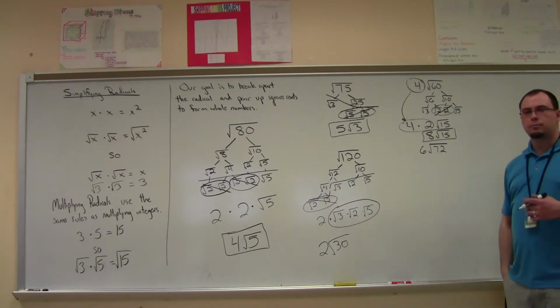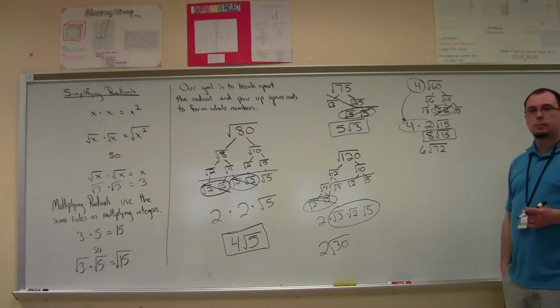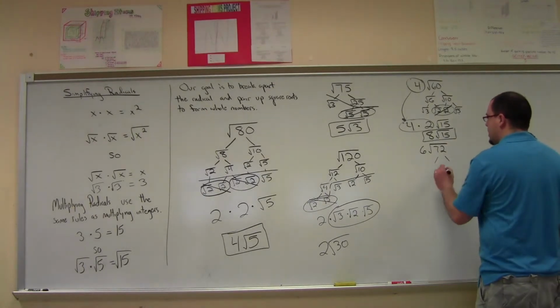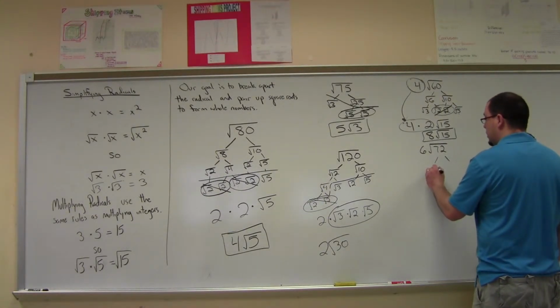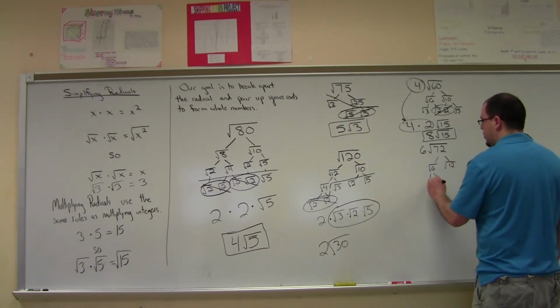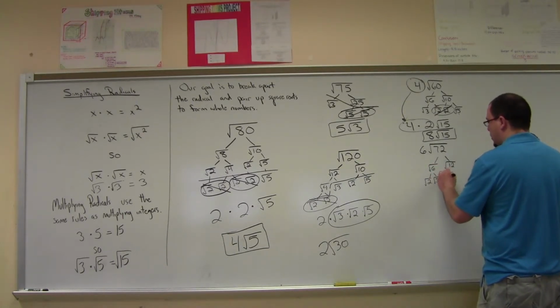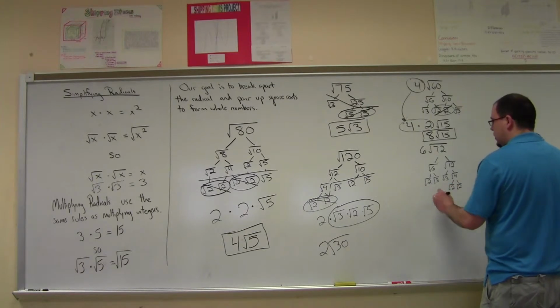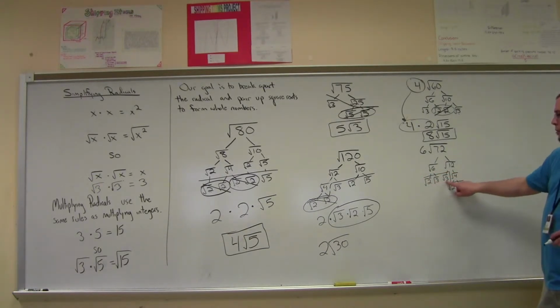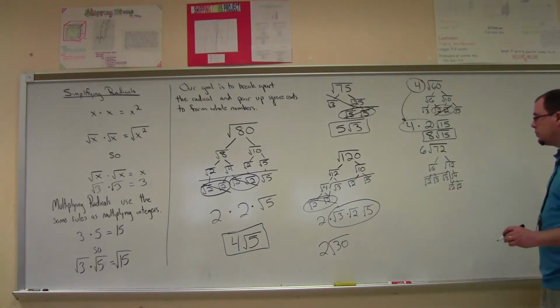Final one I'm going to show you is 6 times the square root of 72. So 72, you're just going to break down. We could do 6 and 12. 6 breaks down to 2 and 3. 12 breaks down to 3 and 4. 4 breaks down to 2 and 2. So what we're left with is radical 2, radical 3, radical 3, radical 2, radical 2.